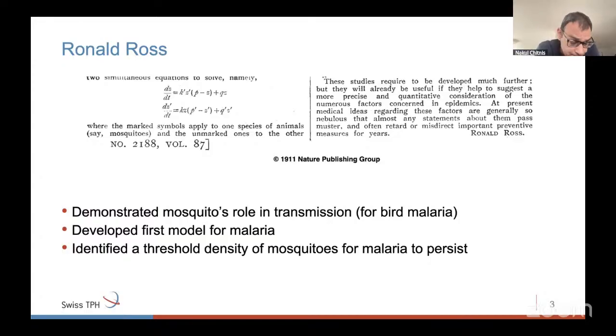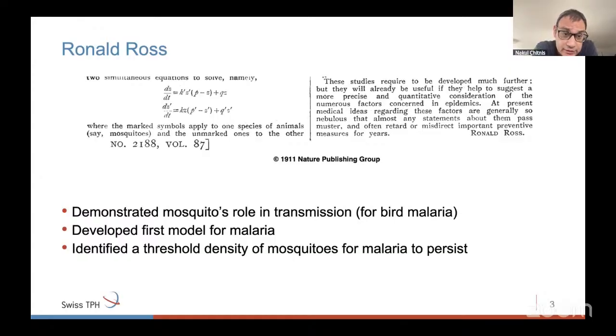Ronald Ross was the first, first of all, to demonstrate the mosquito's role in transmission. Before him, the mosquito was not identified as the host of malaria. Ronald Ross did it for bird malaria, and this was later followed by someone else showing that mosquitoes were responsible also for human malaria. And Ronald Ross is now more famously known for developing the first model for malaria.